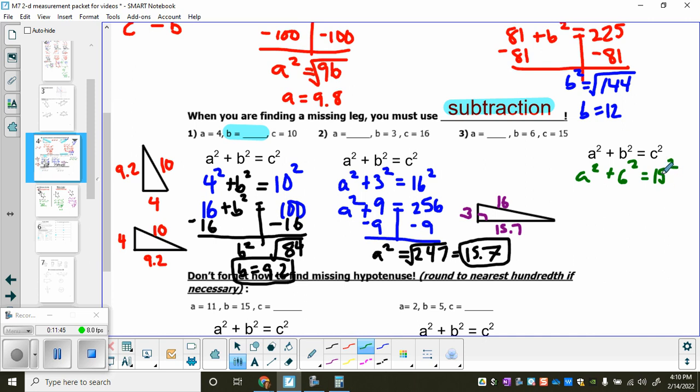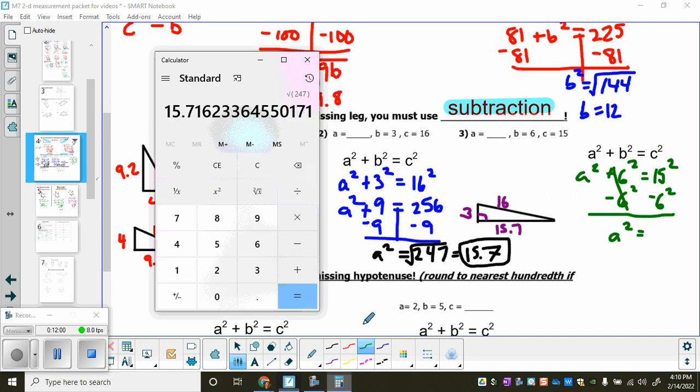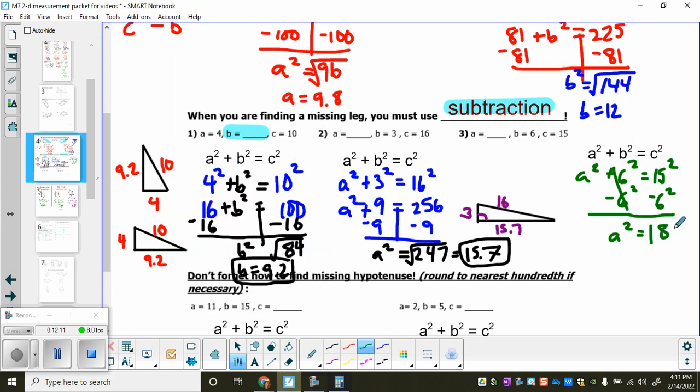So this is 225 minus the 36. See how I'm just starting to shortcut this a little bit? We could subtract 6 squared on both sides. And in the calculator, this is 225 minus 36, to get 189. So when I take the square root of that, it's 13.7. So A is 13.7.